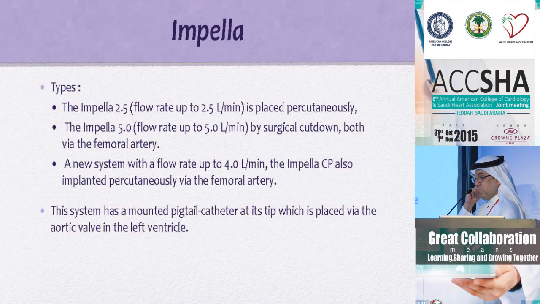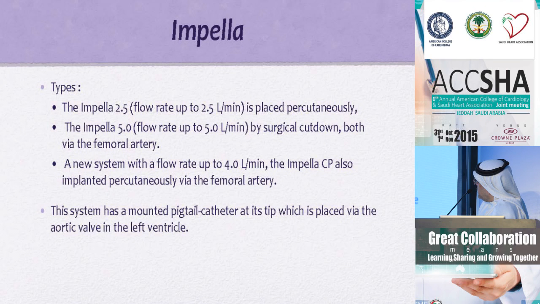The Impella is maybe the most reasonable of all, because it's less invasive, it's easy to do. It takes about 10 minutes to put the Impella. The Impella is basically a rotatory catheter. So the Impella has 3 types. There are the 2.5, the 5, and the new one, which is the CB, providing 3.5 to 4 liters per minute. The 2.5 is percutaneous. The CB is percutaneous. The 5, you need a cut down. It's a surgical cut down.